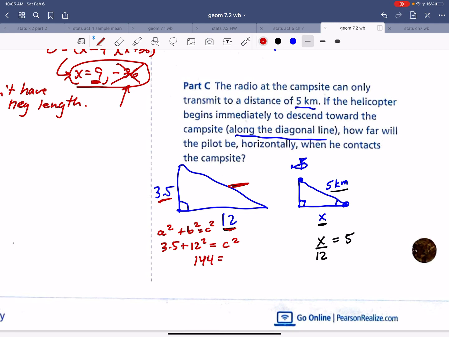We get 3.5 times 3.5, and then add 12 times 12. Get 156.25. So if I take the square root of both sides, I get 12.5. Okay, nice, and that number makes sense. So I'm ready. I have those two numbers. So I have 12 and 12.5.